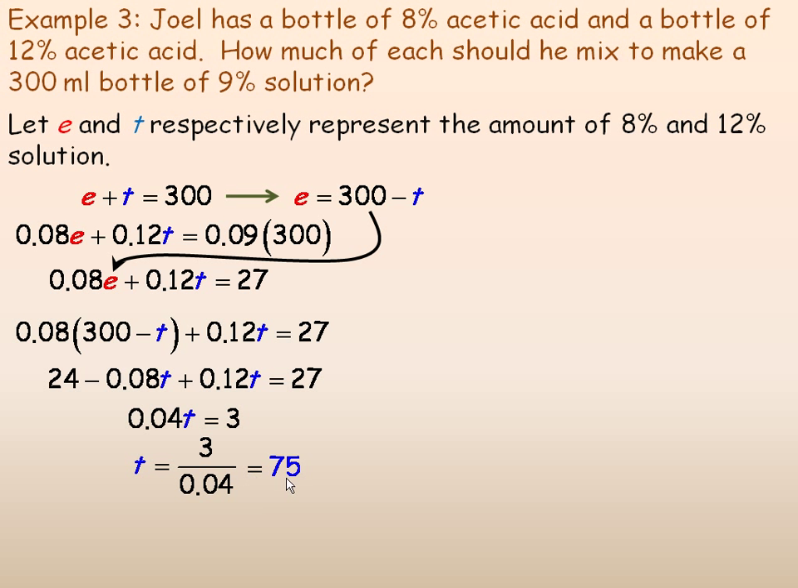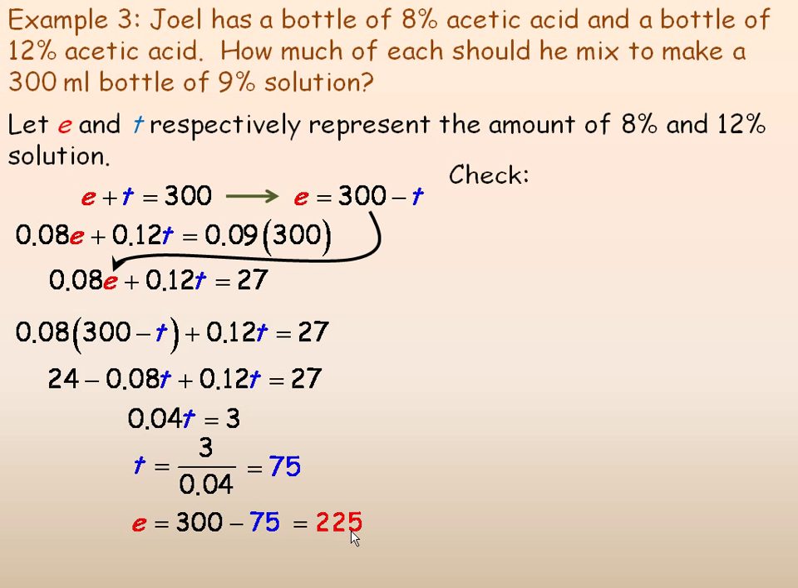Now we need to find the amount of 8% solution. So going back to this equation, we're going to substitute again the 75 in place of T. That's what I've done here. 300 minus the 75 is 225 milliliters. So it looks like he needs 75 milliliters of the 12% and 225 milliliters of the 8% solution.